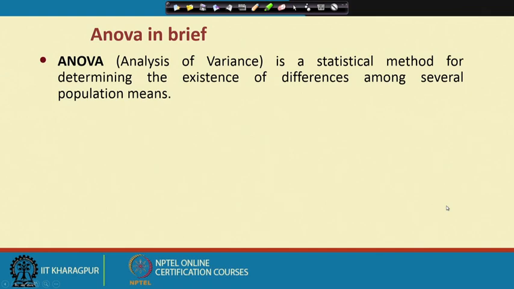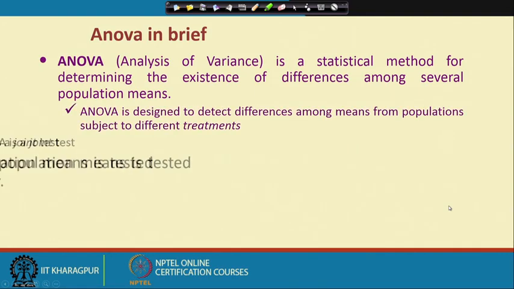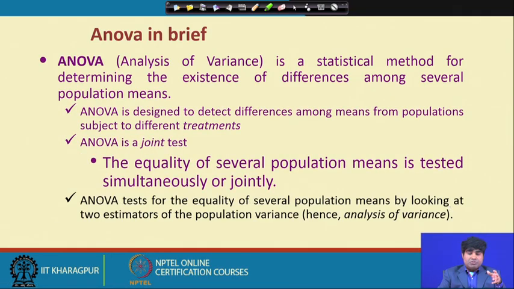Before we start the process of one-way ANOVA, let me highlight what exactly the ANOVA concept is. Of course, we have already highlighted a little bit about this concept in the last lecture. ANOVA, that is analysis of variance, is a statistical method for determining the existence of differences among several population means. So, that means here we have multiple samples, and each sample is drawn from a different population.